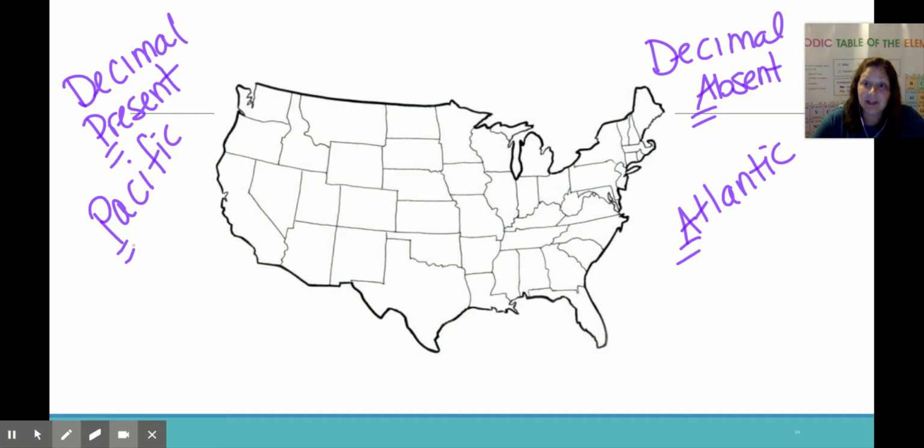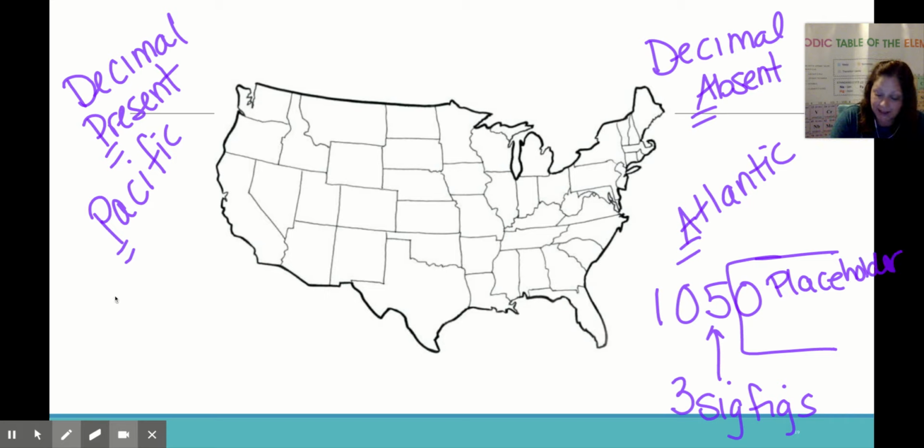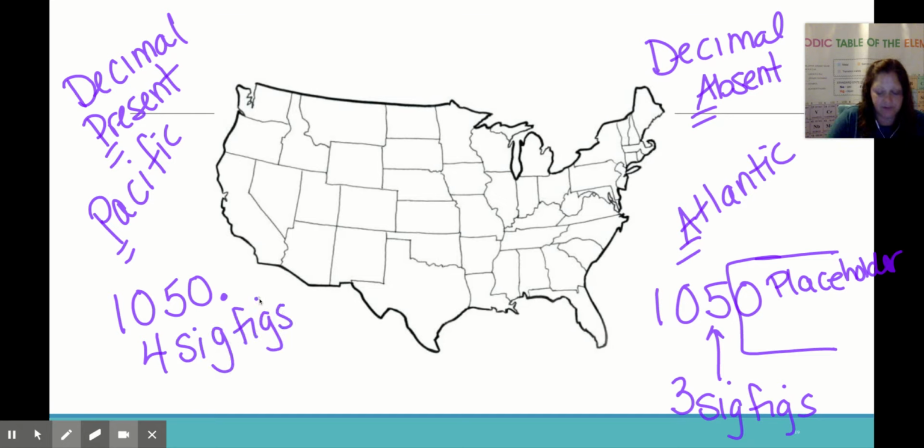If you have a decimal absent number like 1050, any zeros in the Atlantic Ocean that do not have a number 1 through 9 before them are not significant figures. So that means that the number 1050 has 3 significant figures, and this 0 right here is just a placeholder. We also know that decimal present, if I just do this and put a decimal there, makes that 0 significant because there are no Pacific zeros here. So this would mean that it has 4 significant figures.